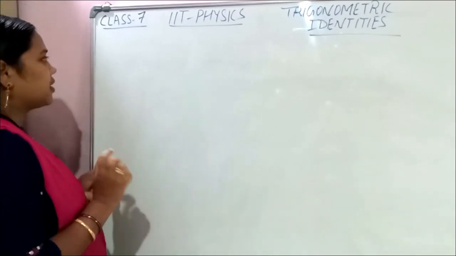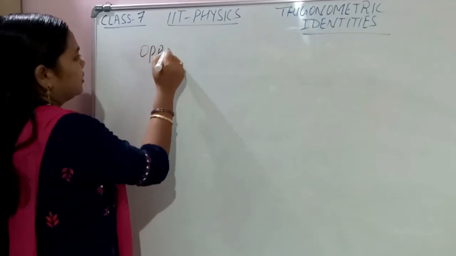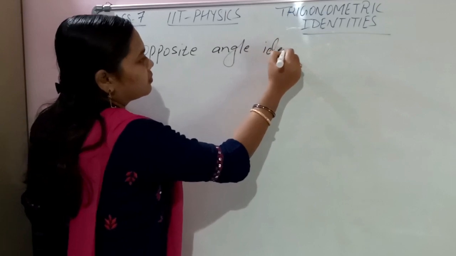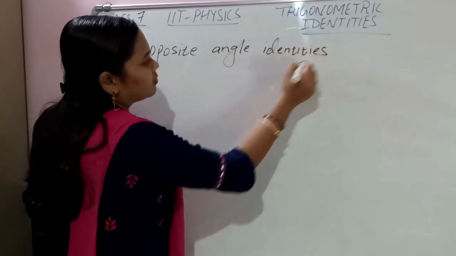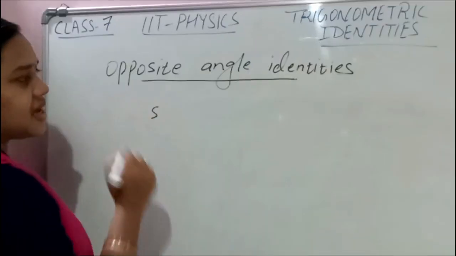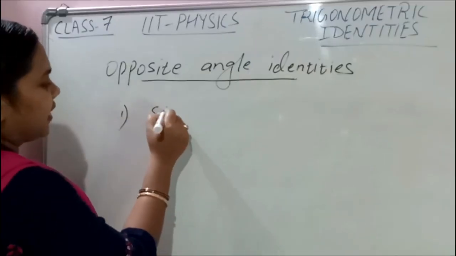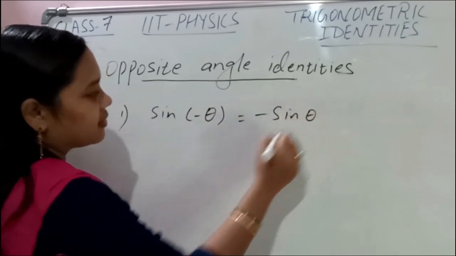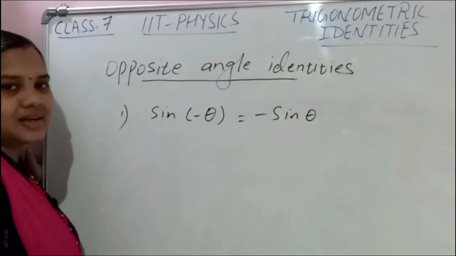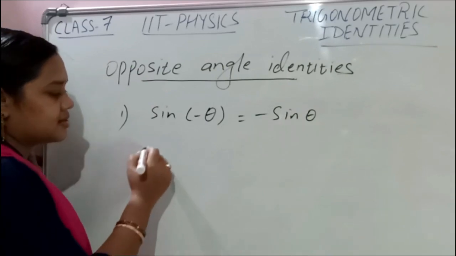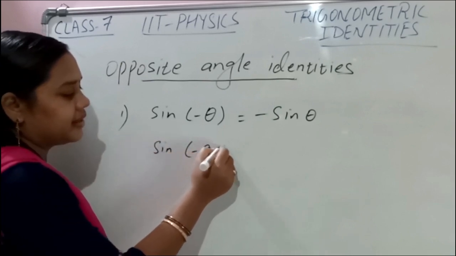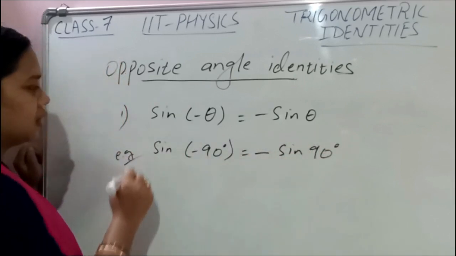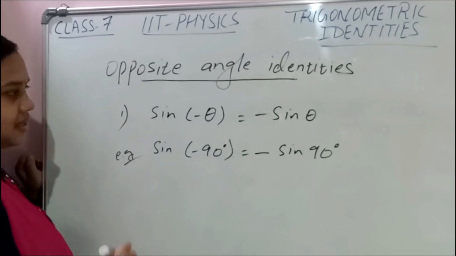So children, last class I left the opposite angle identity. We will see that one first. Opposite angle identity, first one is sine of minus theta is equal to minus sine theta. Example, sine of minus 90 degree is equal to minus sine 90 degree.